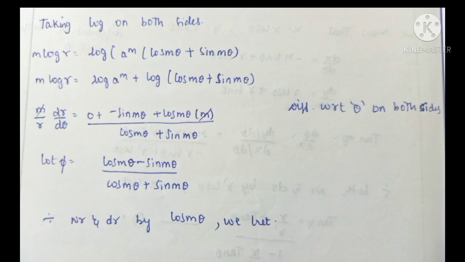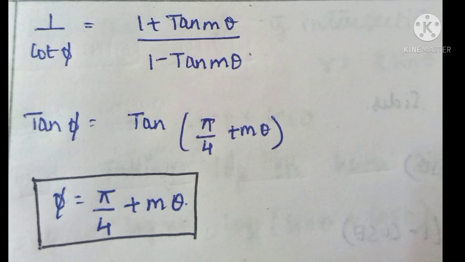So the first step is we have to take log on both sides. Then we have to differentiate that and we have to find cot phi. From there you have to find the phi value. That's it. That's the problem. So in the given equation we were asked to find the angle between the radius vector and tangent. So phi is the angle between the radius vector and tangent. So we found the angle.